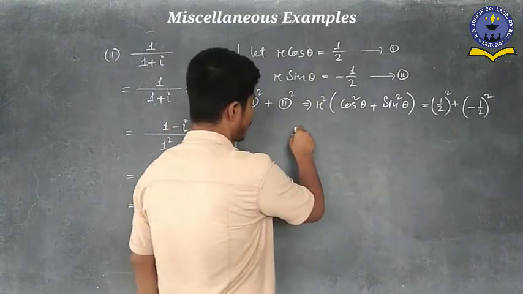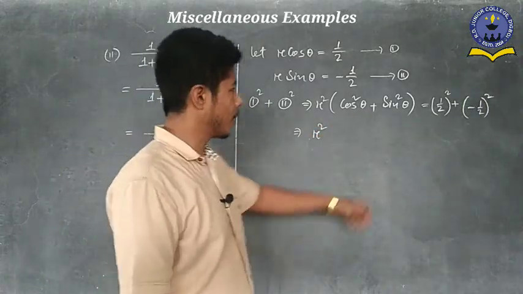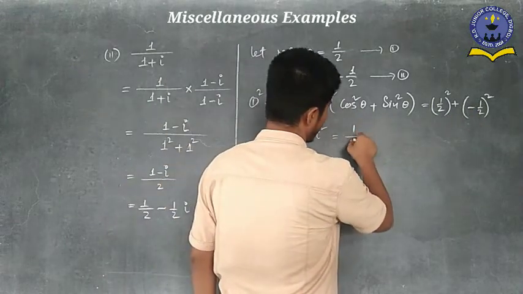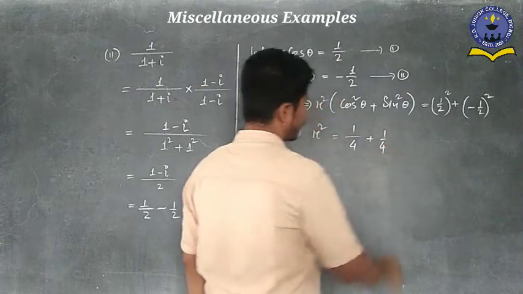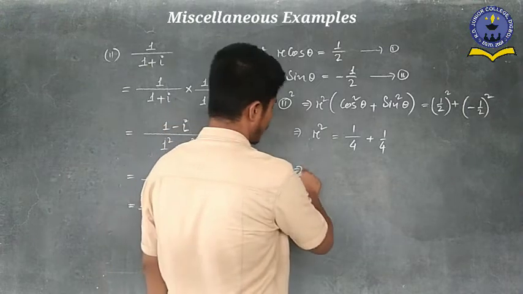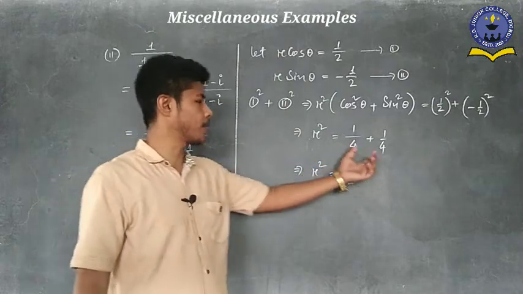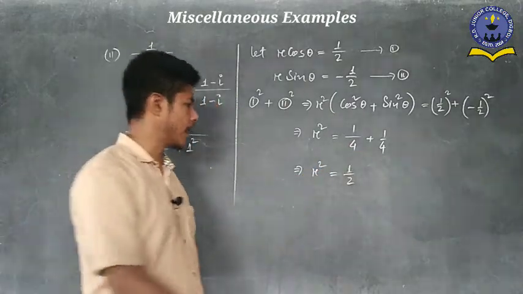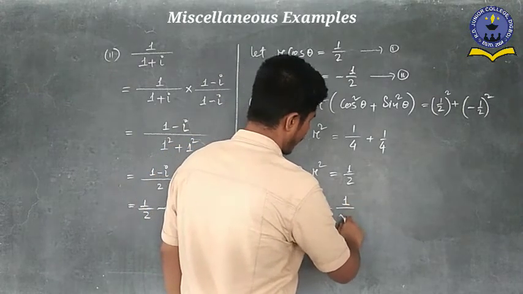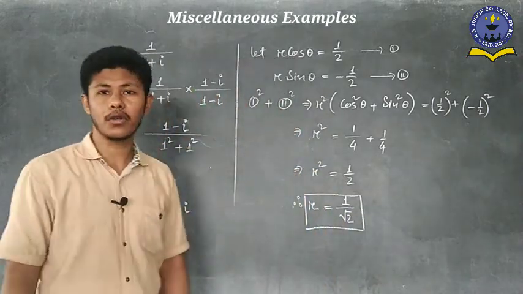Now if we calculate this, simply r square remains, because cos square theta plus sin square theta is 1. On the right side we get 1 by 4 plus 1 by 4. If we calculate this, it is 2 by 4, which means r square equals 1 by 2. If we take the LCM, we get 2 by 4, which is simply 1 by 2. Therefore r equals how much? R equals 1 by root 2. Is it clear? So the modulus value is r equals 1 by root 2.